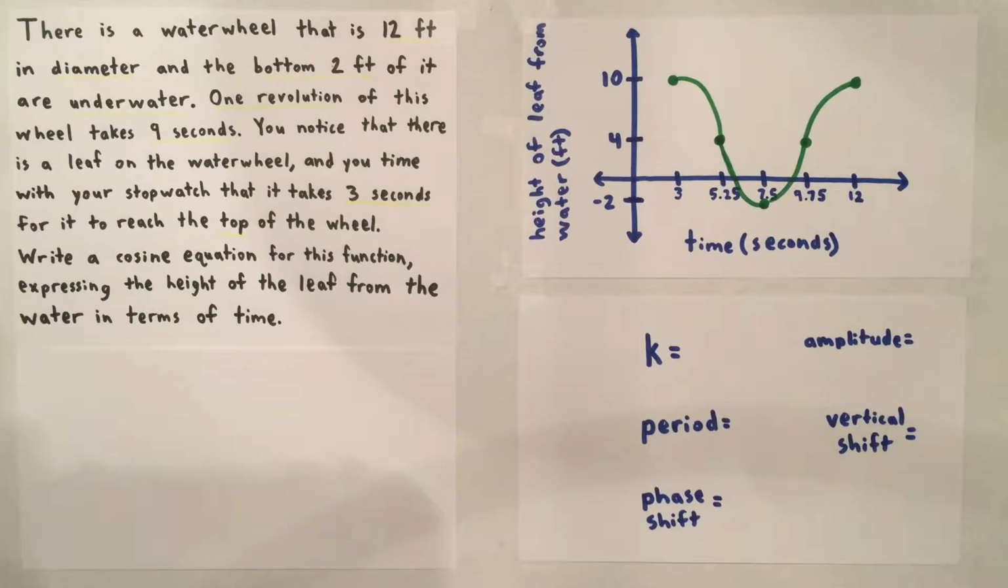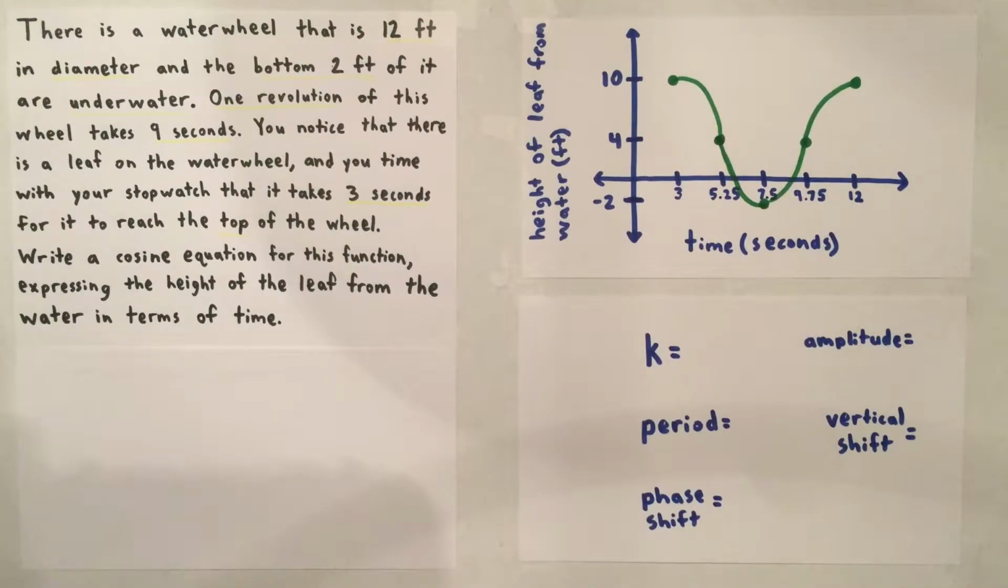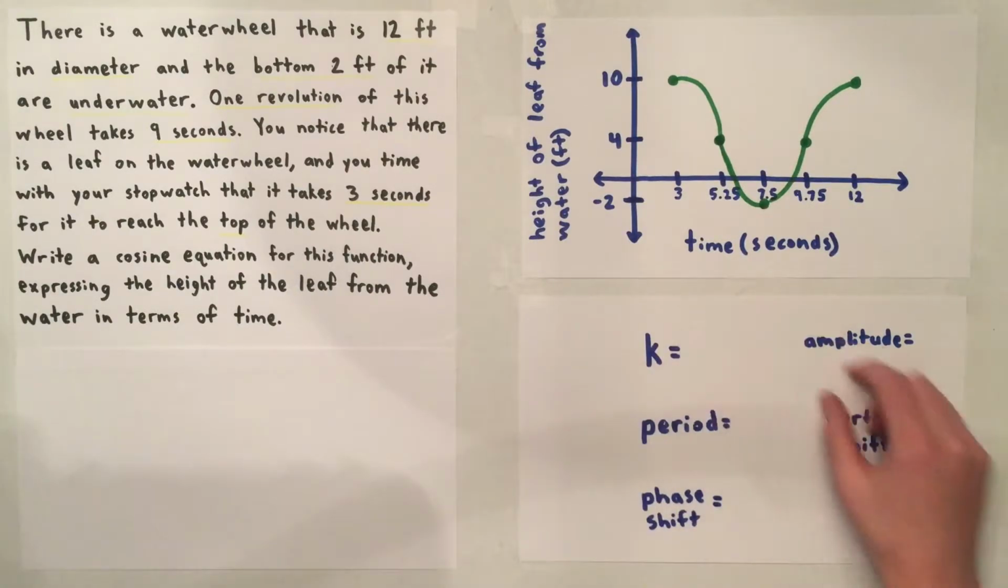So, in the previous video, we created this graph to model this situation. Now, we can use this graph to make the cosine equation that this problem wants us to find. To form this graph into an equation, we need to find these pieces of information.